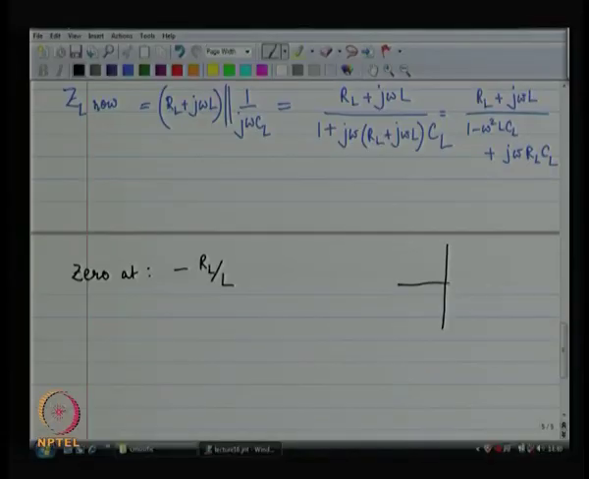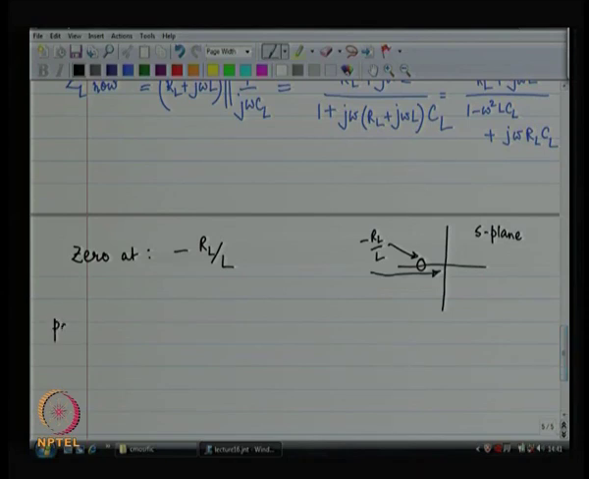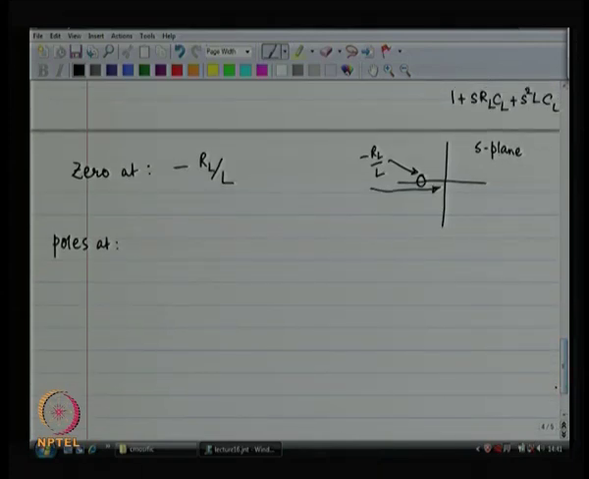So, if you plot on the S plane, the 0 is over here at minus RL by L. Okay. As you increase L, the 0 moves closer and closer to the j omega axis. Fine. Next, where are the poles? So, I will just rewrite this 1 plus S times RLCL plus S squared times LCL, that is my denominator polynomial. So, what should S be such that the denominator is equal to 0?